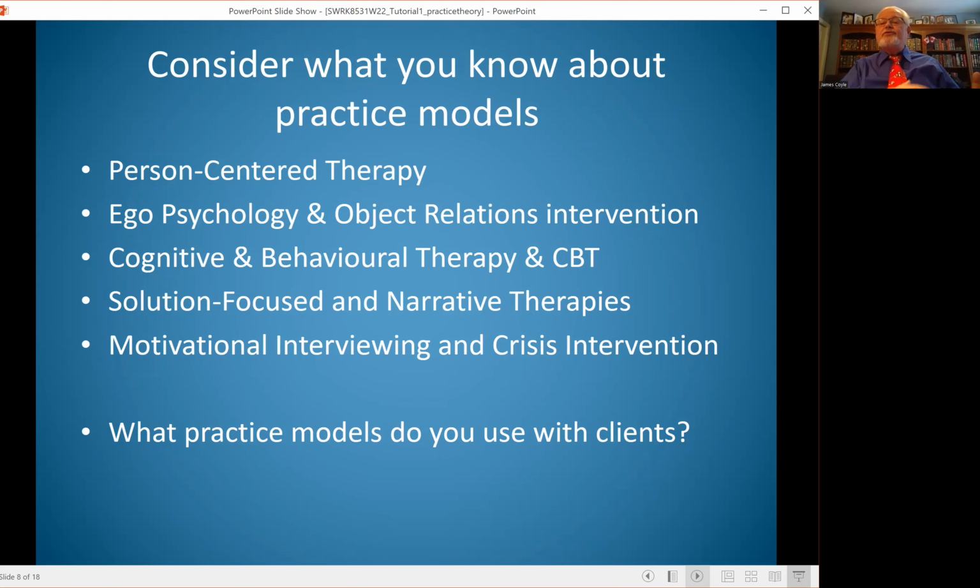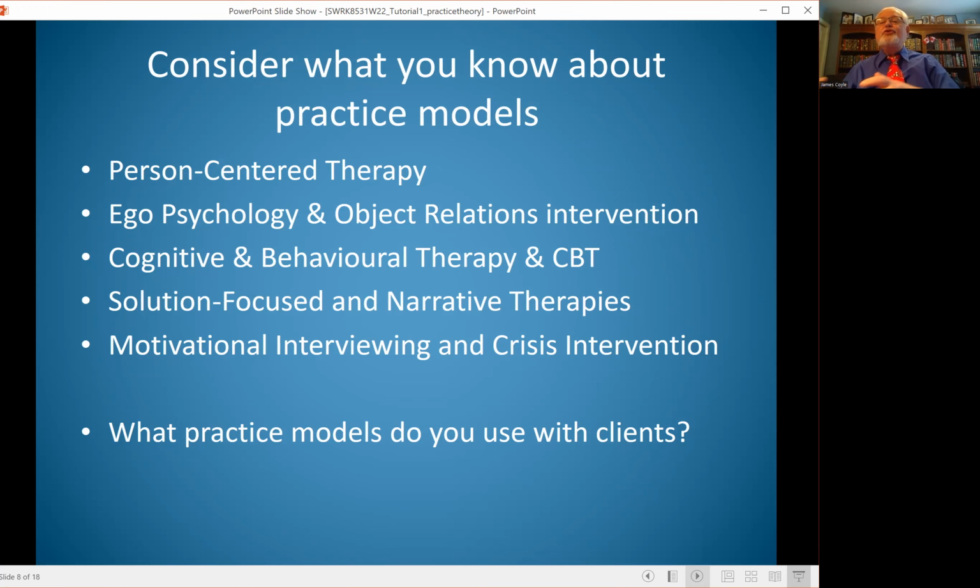So have you used elements of person-centered therapy? How about ego psychology and object relations interventions? Is that something that you're familiar with or not? How about cognitive therapy, behavioral therapy, or cognitive behavioral therapy? This is such a common way of working with people that many of you may already be using elements of this with your clients. How about solution-focused and narrative therapies?